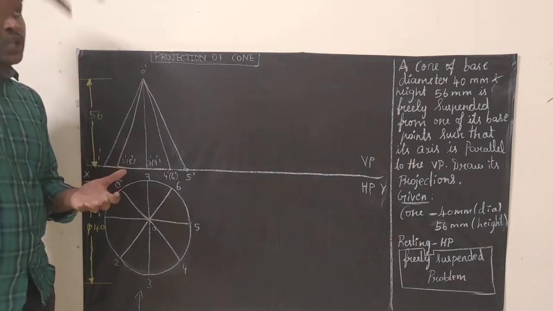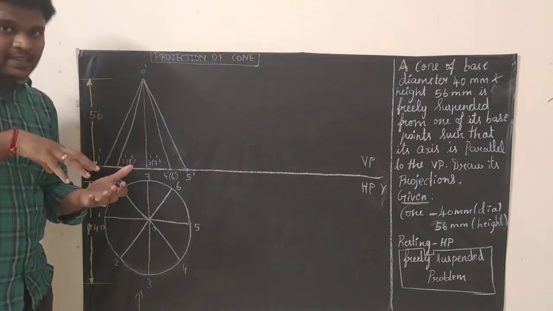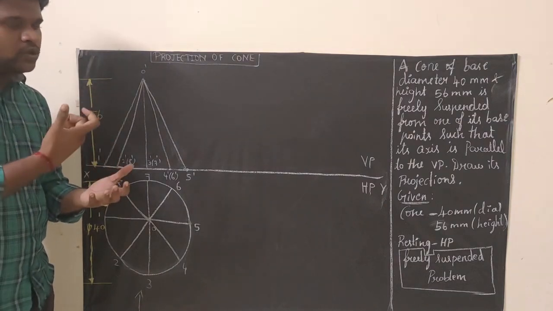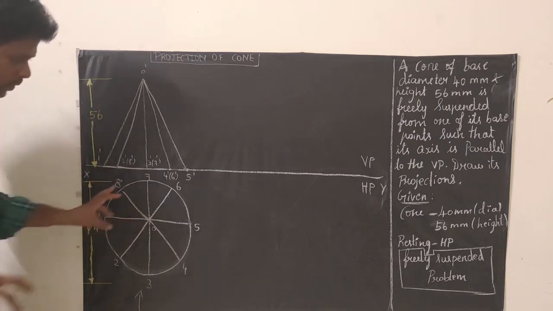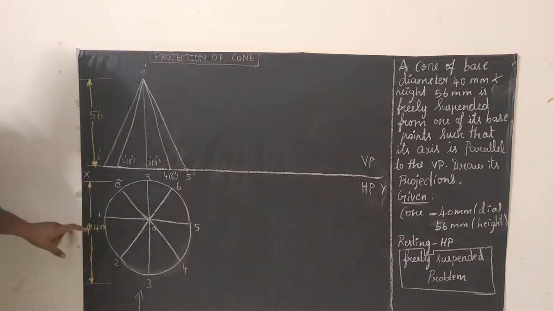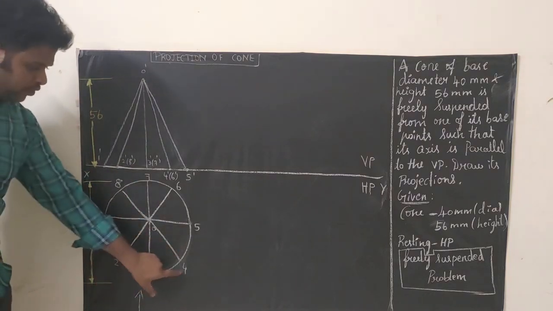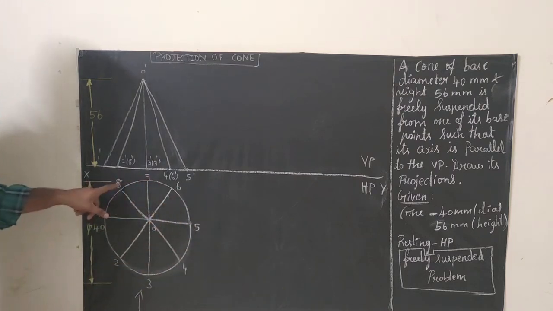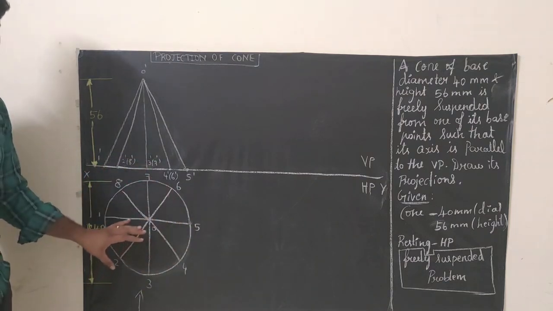Just imagine when we are seeing from the top, we can see the base diagram. That is the circle of the cone, the circular base can be seen. So that's why we draw the circle here. Name it like this: 1, 2, 3, 4, 5, 6, 7, 8. Whenever we are naming in the top view, we should not put a dash.